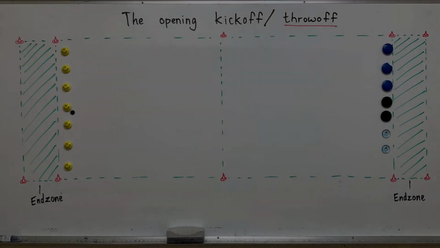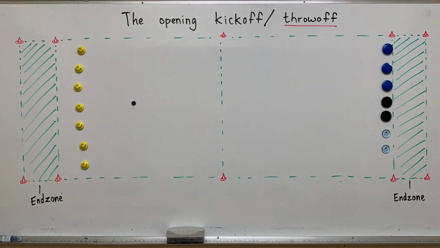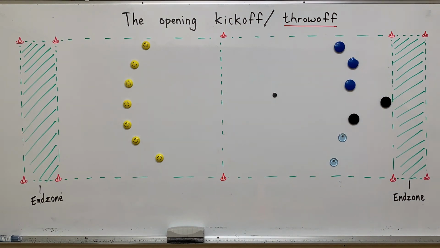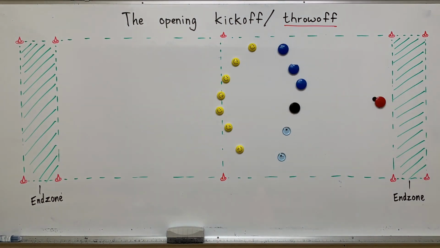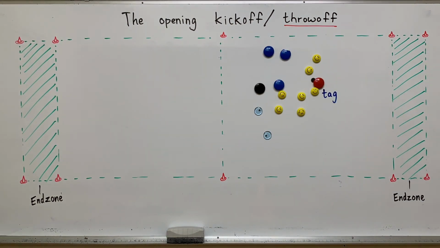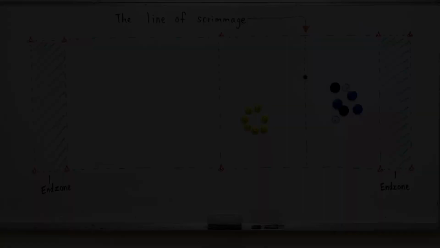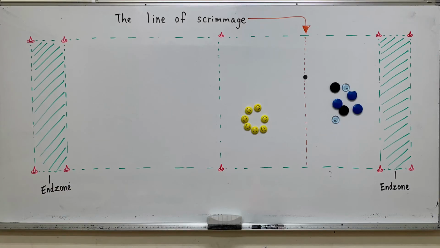Now, the beginning of the game always starts with a kickoff, and in our version we could also do a throw-off, but I'm simulating it here on the whiteboard. Yellow is kicking off to the blue and black team, the runner is marked in red, he or she is tagged and must stop there. That establishes something very important in American football called the line of scrimmage. So what is this line of scrimmage? It's an imaginary line where the previous play ended and the next play will begin.